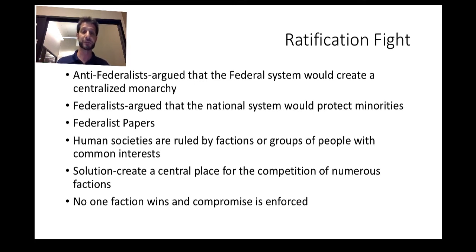The Federalists argued a national system would protect minorities, and they argue for that in the Federalist Papers. So this is Alexander Hamilton's argument. Human societies are ruled by factions, groups of people with common interests. The solution to dealing with that problem is to create a central place, a federal government, where they can compete amongst each other. And therefore, no one faction wins. In order to compete, you really have to end up compromising between all of these factions. That comes out of Federalist Paper number 10. And the argument there is minorities and individuals are best protected in a national system, not a local system.